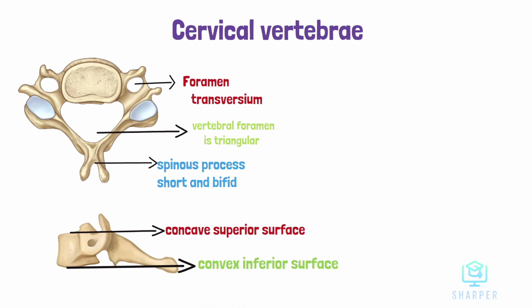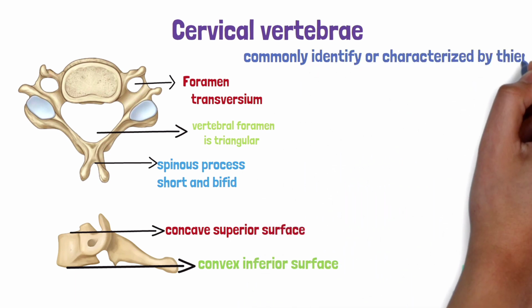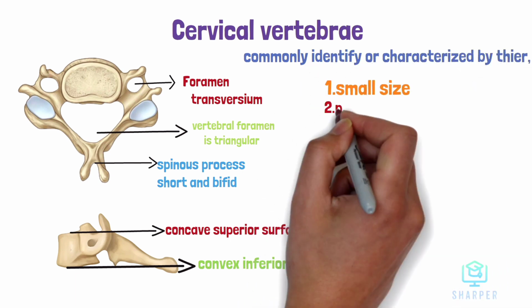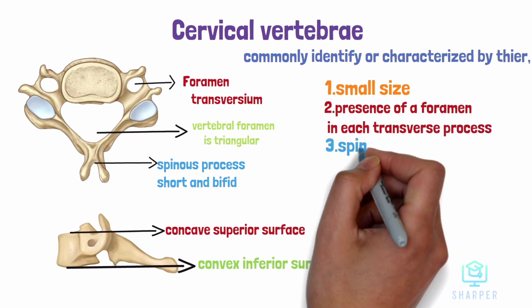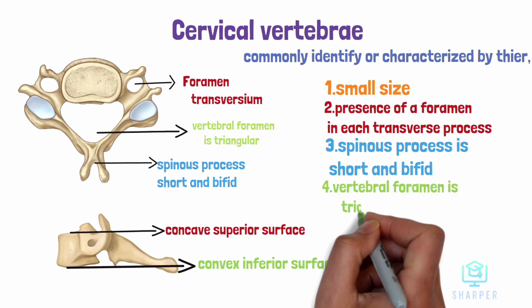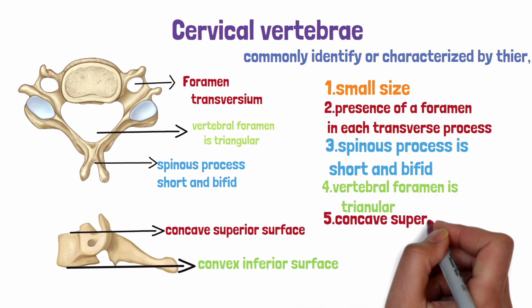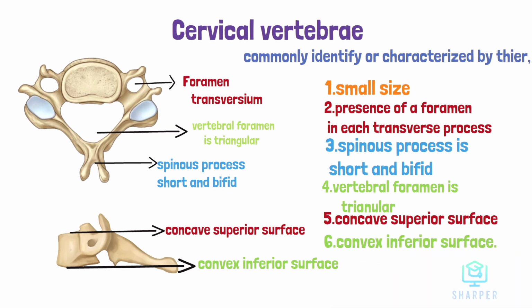A short recap to have a clear idea. The 7 vertebrae are commonly identified or characterized by: Number 1. Small size. 2. The presence of a foramen in each transverse process. 3. Spinous process is short and bifid. 4. Vertebral foramen is triangular. 5. It has concave superior surface. 6. It has convex inferior surface.